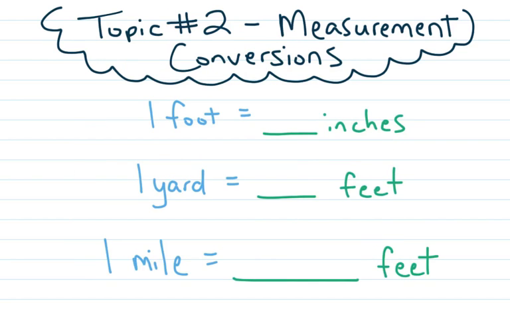Alright, our second big topic here is going to be measurement conversions, where we had to memorize how many of one thing was in how much of another thing. So we knew that 1 foot was equivalent to 12 inches. You need to know that. 1 yard equals 3 feet. 1 mile, and this was a big one that we had to learn this year, was 5,280 feet.